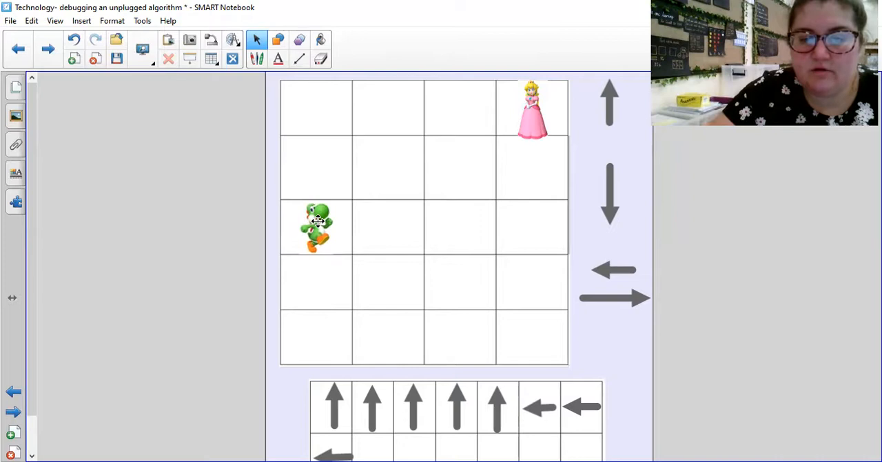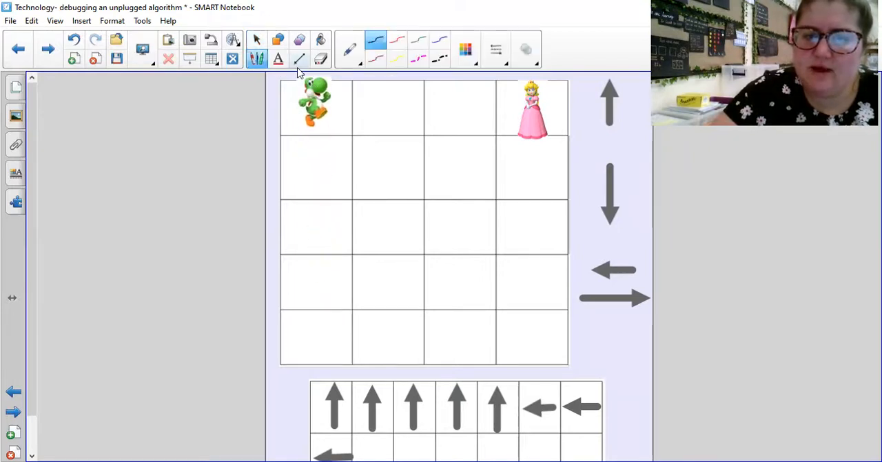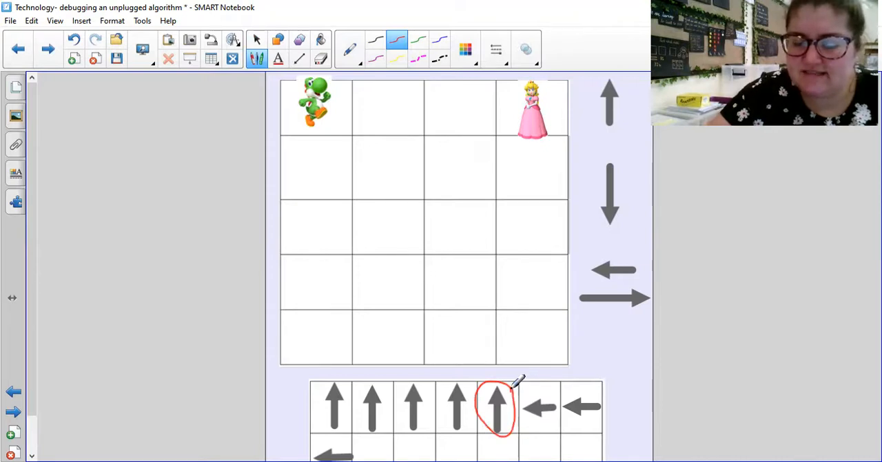Here we go. 1, 2, 3. Oh, I can't go any more times. I can only move up 1, 2, 3, 4 times. So already I've managed to spot the mistake. I've managed to spot one of the mistakes, okay?